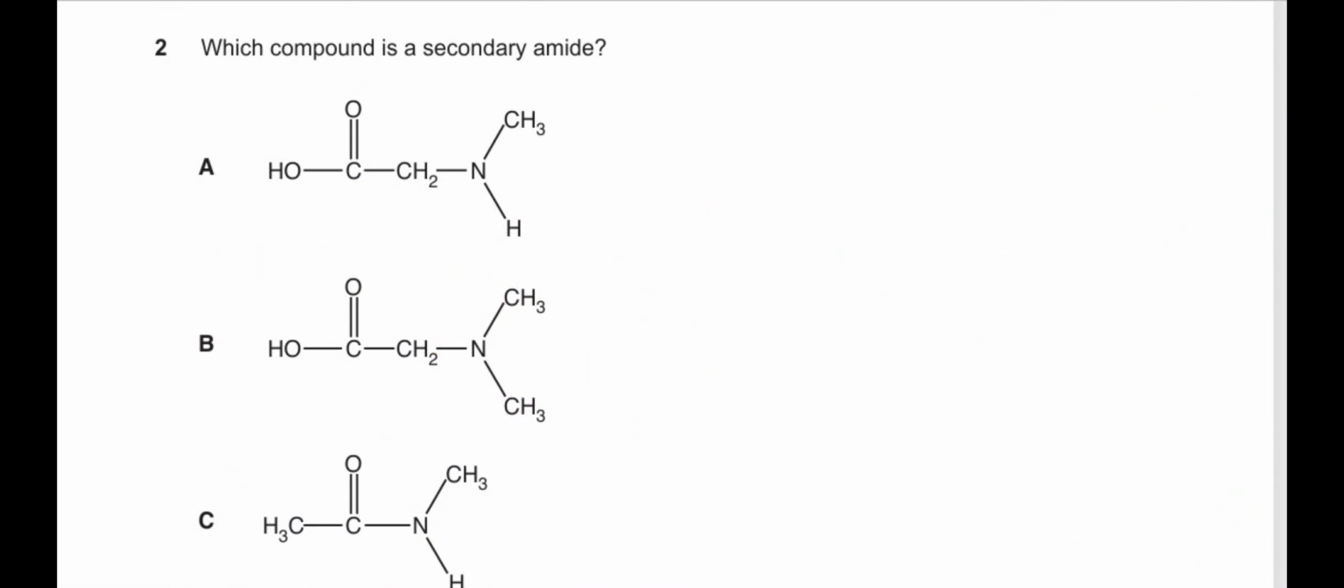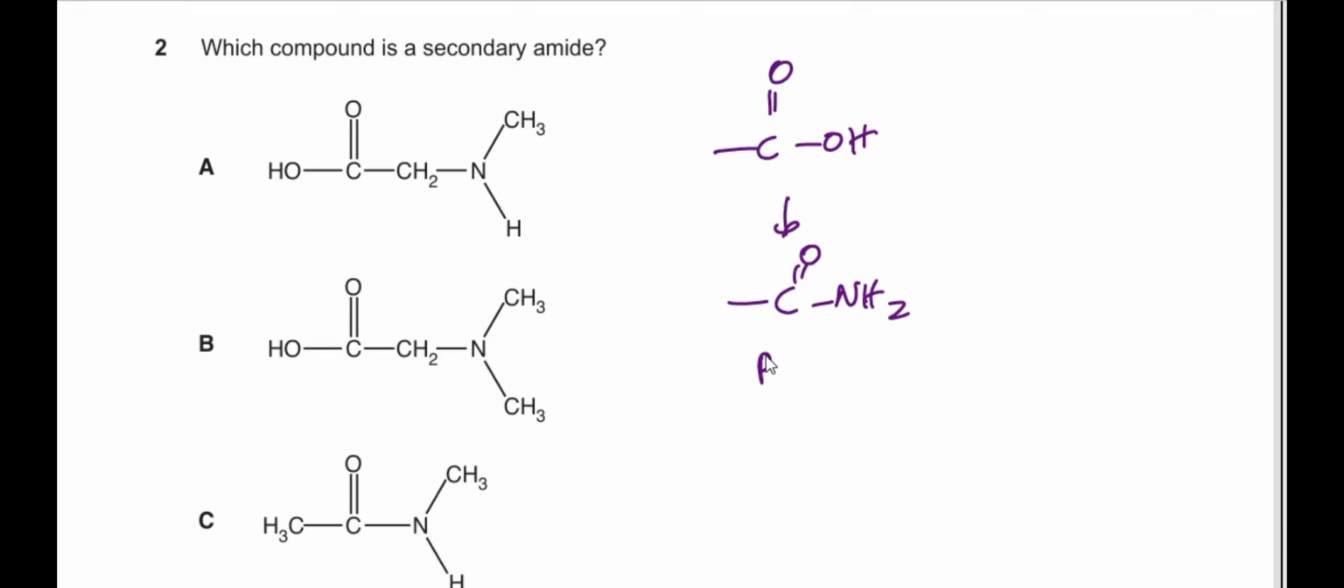Question 2. Which compound is a secondary amide? Now, amides are formed from carboxylic acids by the replacement of the hydroxyl group in the acid group by an amino group. So, for example, if this is the carboxylic acid functional group, suppose this OH group is replaced by an NH2 group, that is amino group, then it forms an amide. This is a primary amide.